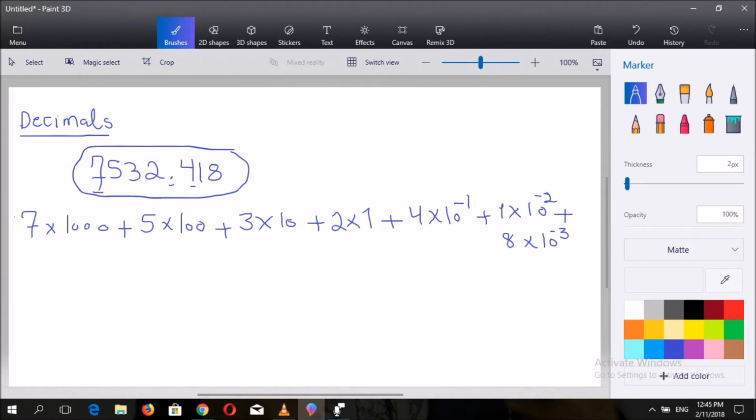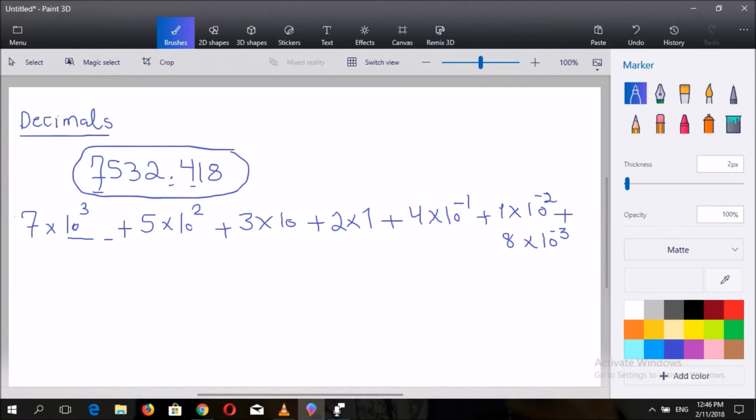How about the 3? Now 3 is actually 30 here, because we have 7,532. So 3 should be multiplied by what? By 10 in order to give us 30. How about 2? 2 is multiplied by 1, right? Because 2 is located in the units. How about the dot? How can we mathematically express the numbers that are located on the right hand side of the decimal point?